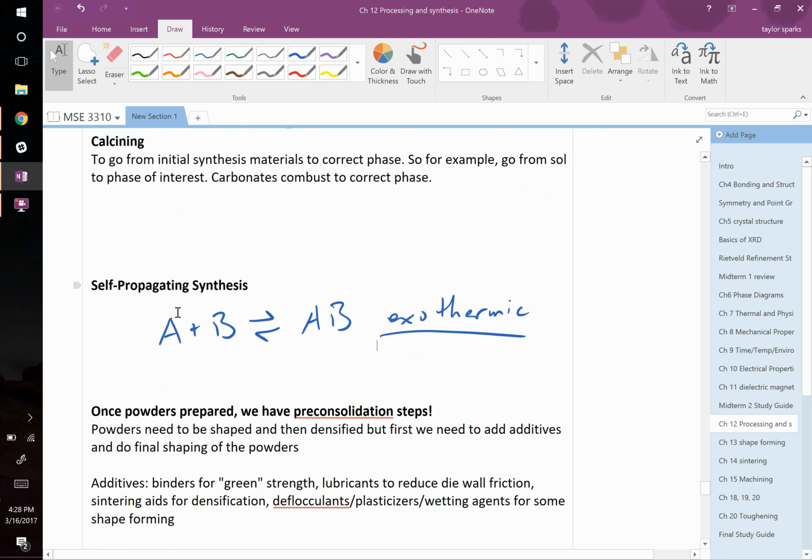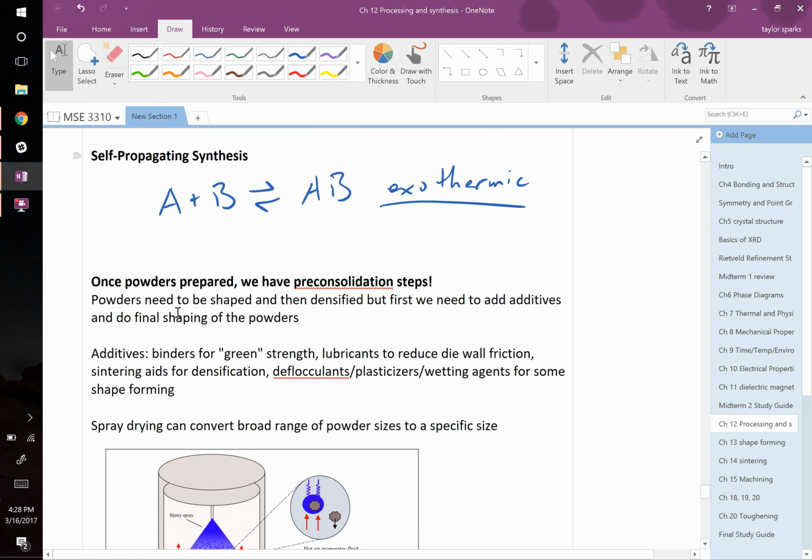What's nice about it is that if you do this, you can put it in a very small vessel and you don't have to heat the whole vessel up. You just pass a current like a light bulb filament, right? A large amount of current through a very small material just to get it started, and then it'll self-propagate, right?